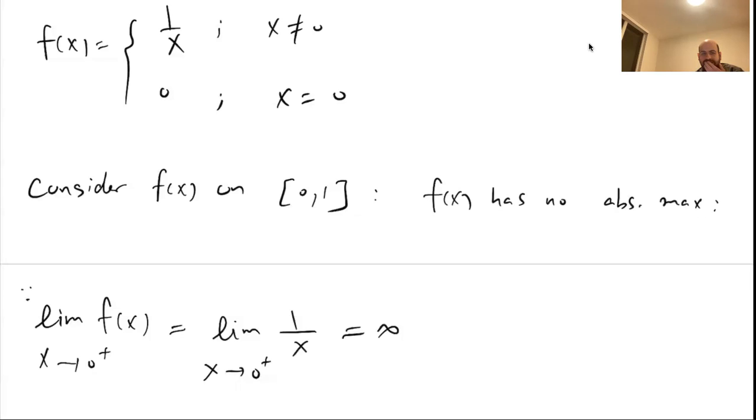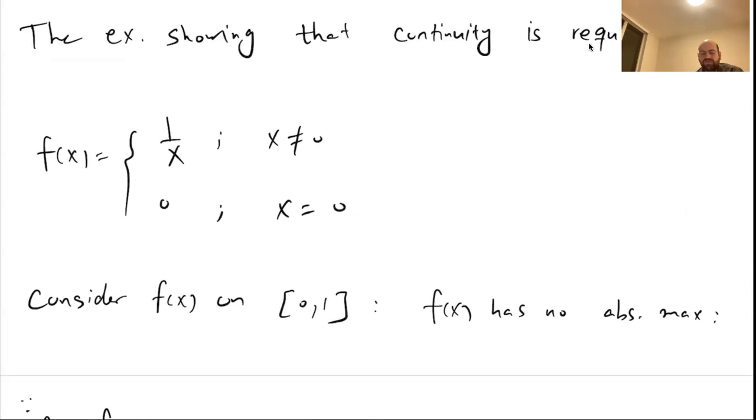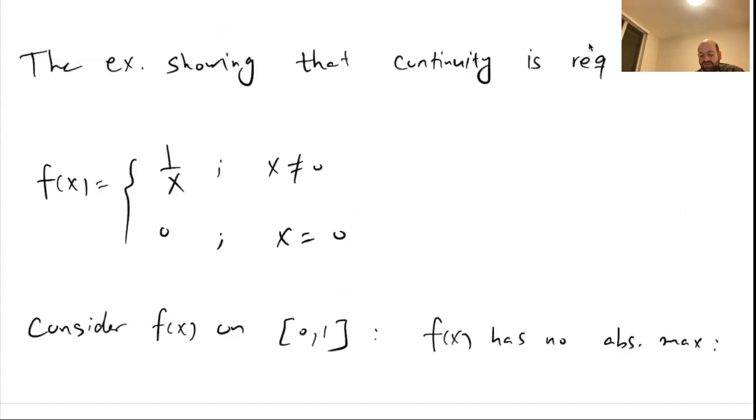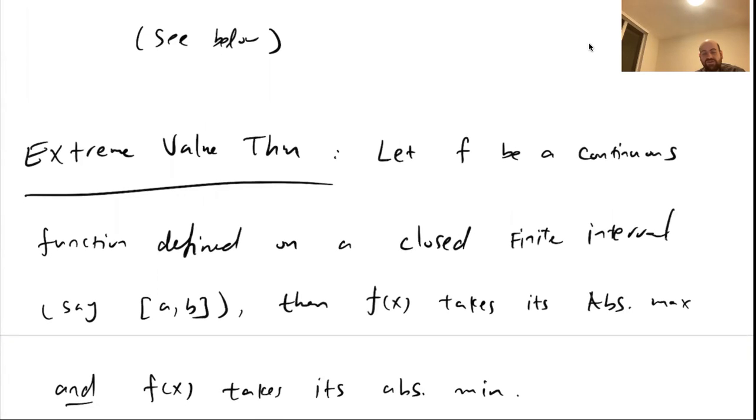Okay, so this example shows that the continuity of f is required. This function is, of course, discontinuous, and it has no absolute max. So look at the theorem. The theorem says if the function is continuous and defined on a closed finite interval, then f of x will take an absolute max and will take an absolute min. But I just gave an example of a function f defined on a closed finite interval, but it wasn't continuous, and the absolute max did not exist. So this condition is really needed, really required. If I remove it, the theorem will not be valid anymore.